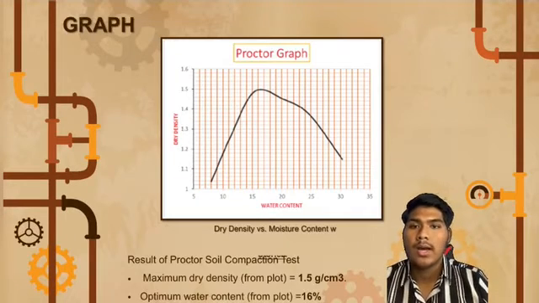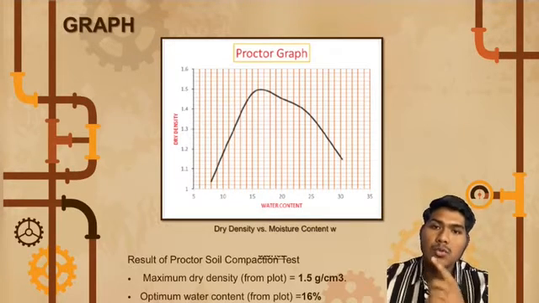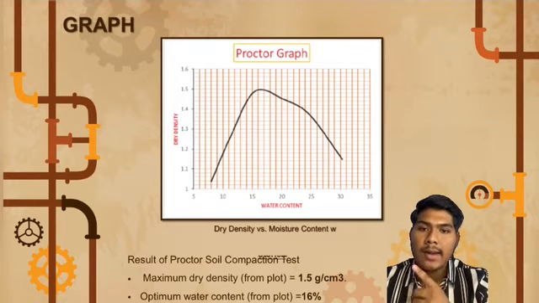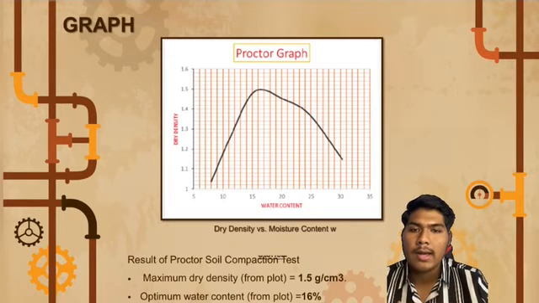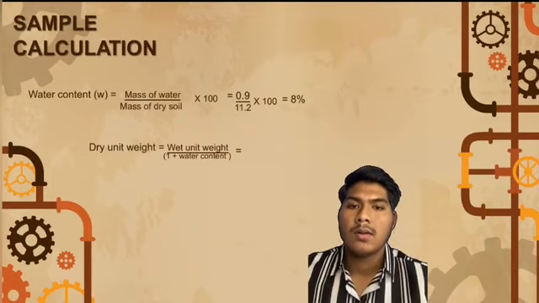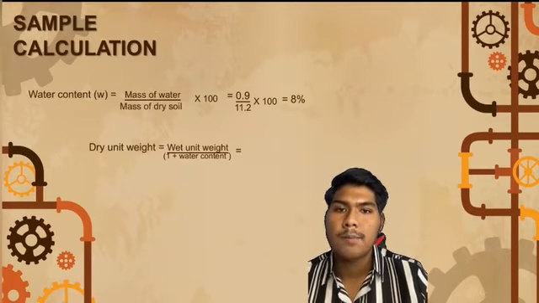Now we go through the graph. Okay, graf di atas menunjukkan nilai dry density melawan nilai moisture content. Setelah diplotkan, kita mendapat result of soil compaction test, iaitu kita mendapat nilai maximum dry density iaitu 1.5 gram per centimeter cube. Dan juga kita mendapat nilai optimum moisture content iaitu 16%.